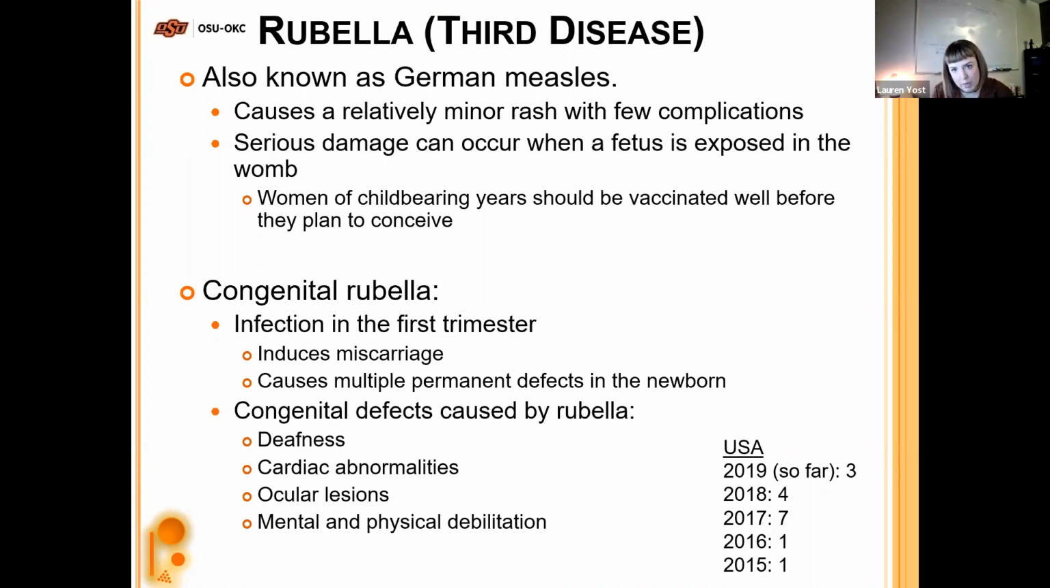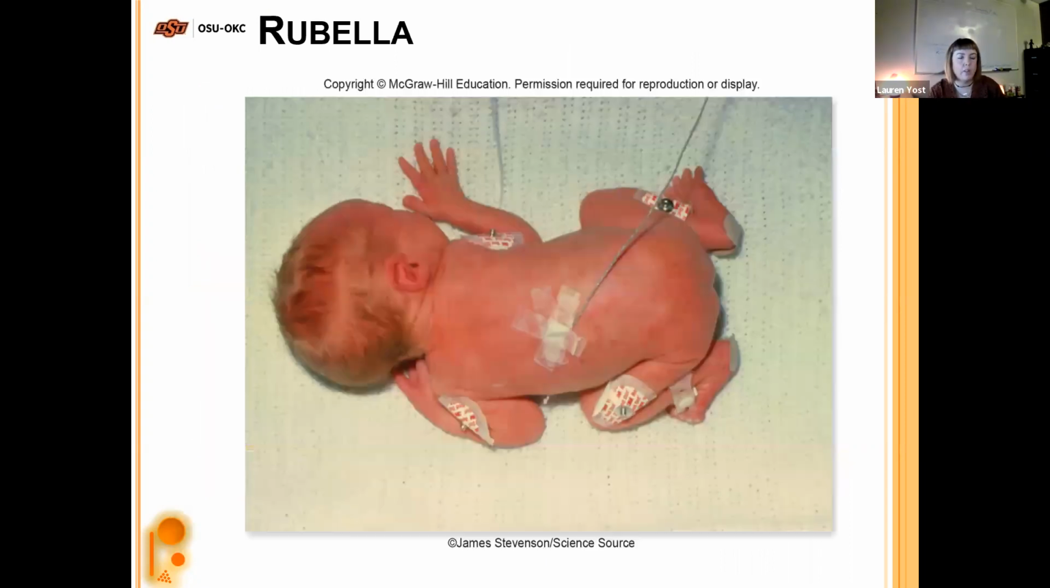Infection within the first trimester, if you are a woman that is pregnant with a child, during that first trimester, you happen to get rubella and pass it on to your baby, that can induce miscarriage and cause multiple permanent defects in the newborn. So even if you aren't miscarrying, you could have that issue. Congenital defects can also occur if you are able to carry your child to term, including deafness, cardiac abnormalities, ocular lesions in the eye, and then mental and physical debilitation. It's a pretty serious thing that you want to protect from. We have the measles, mumps, rubella vaccine to protect from that.